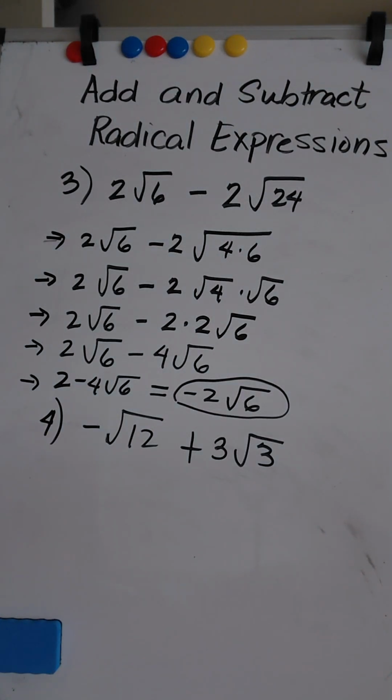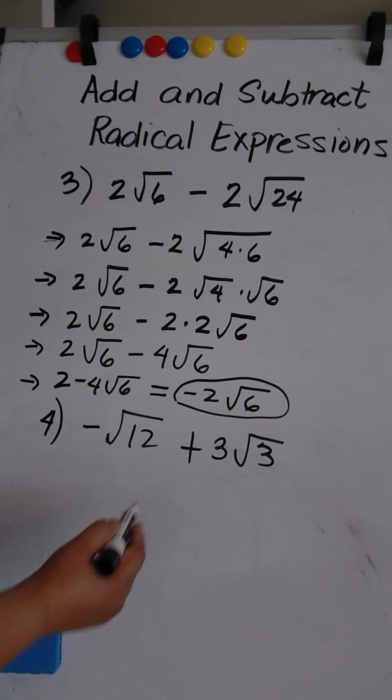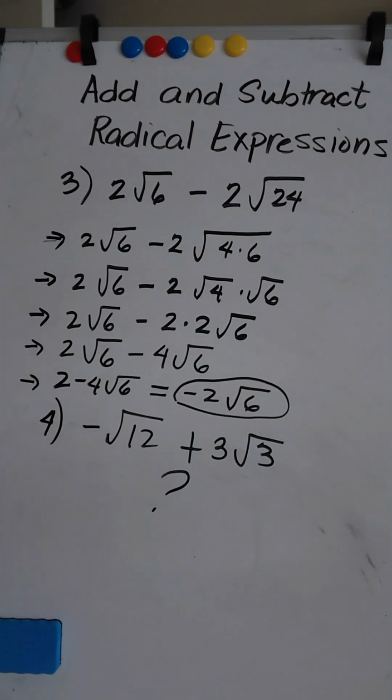Okay? Now, number 4, you have negative square root of 12 plus 3 square root of 3. I'm going to give you time to solve this problem by yourself.